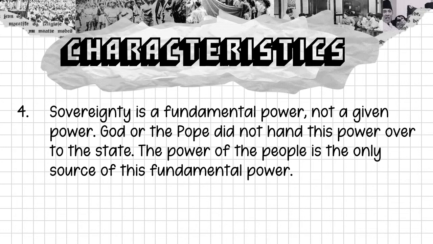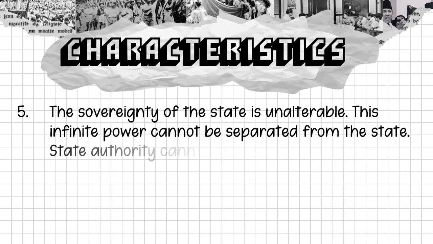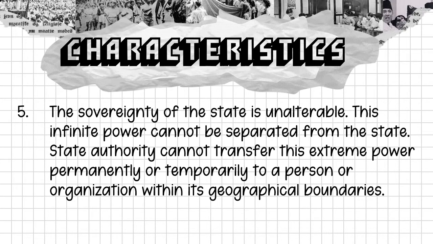Number five, the sovereignty of the state is unalterable. This infinite power cannot be separated from the state. The state authority cannot transfer this extreme power, permanently or temporarily, to a person or organization within its geographical boundaries.